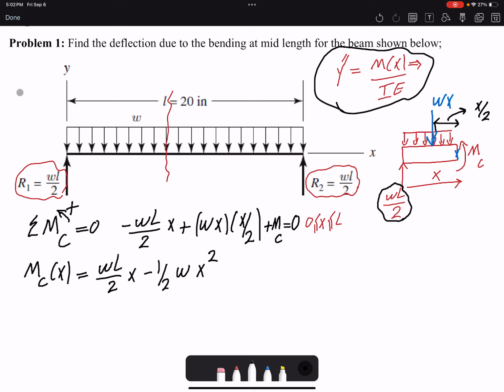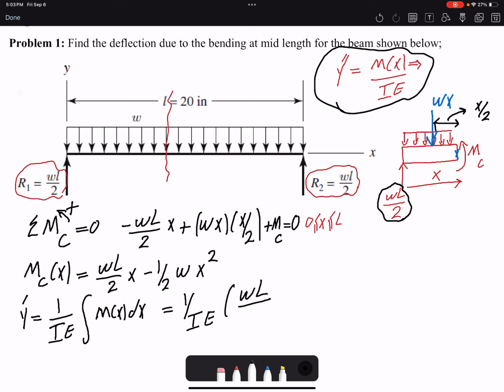But if we go back to our equation, we need to take an integral to find slope. So finding slope, y prime, would be 1 over EI, which I'll take out of the integral because they're constant, integral of M dx. So EI y prime, taking an integral of this, would be WL over 2 times x squared over 2 minus Wx to the power of 3 over 6. And I have an integration constant because I didn't use a bound, since I didn't want to find it at a particular location.